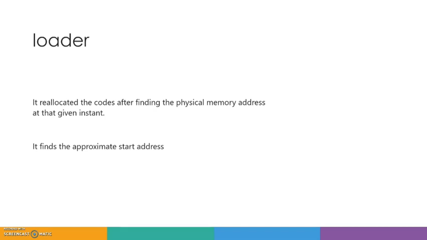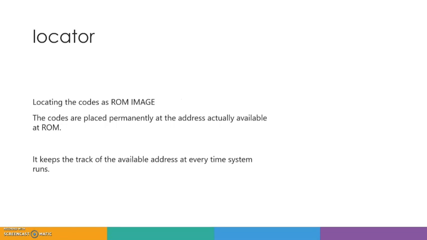Okay, next one is the locator. I have seen MCQ questions coming from these areas, that is, questions connected with what a loader is, or you will be given the definition of a loader and you have to find which tool it is. Okay, next one is the locator. If you say it briefly, the locator is going to find the addresses on the ROM. So the locator is locating the codes as a ROM image.